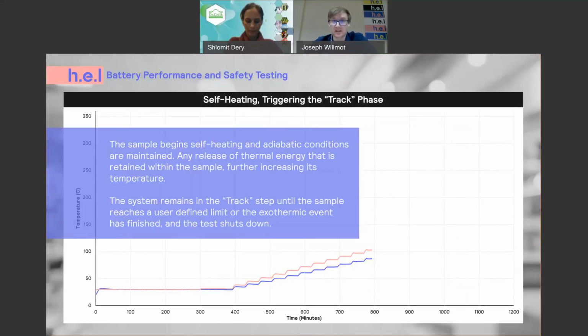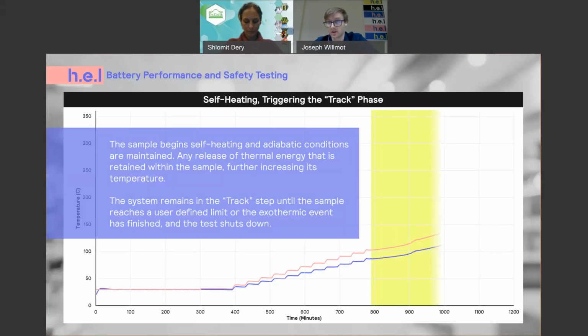The sample begins self-heating, adiabatic conditions are maintained. We then track the sample temperature, and the system remains in track until the sample temperature reaches a user-defined limit, or the temperature stabilizes out. If, let's say, we have an initial exotherm that then stabilizes out, we would then go back into heat rate search steps until we reach the user-defined limit of what the maximum temperature is.